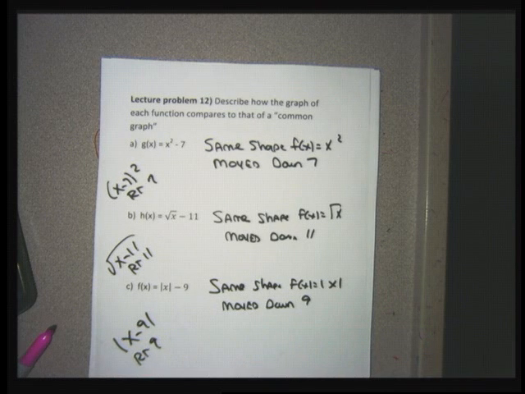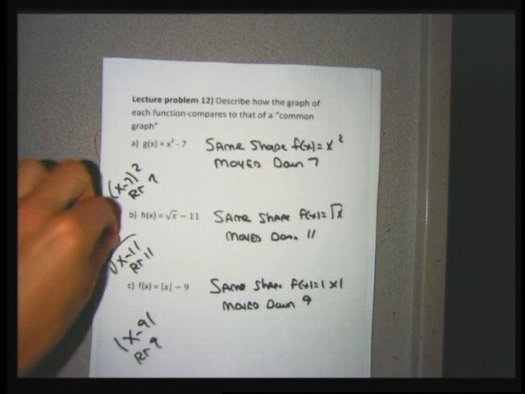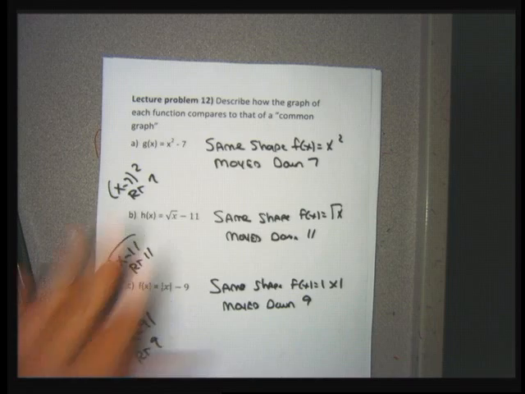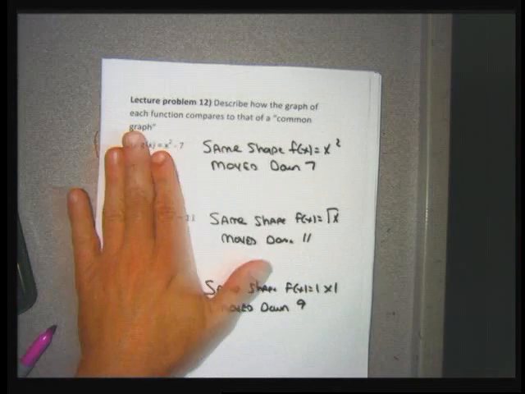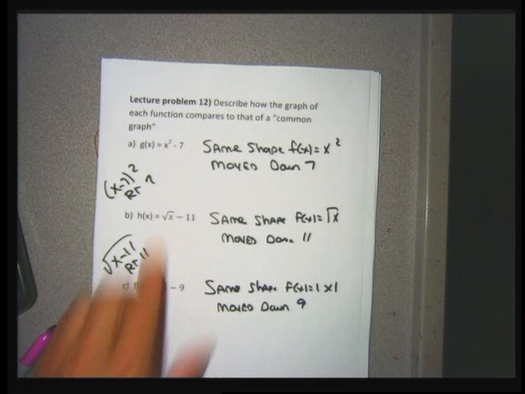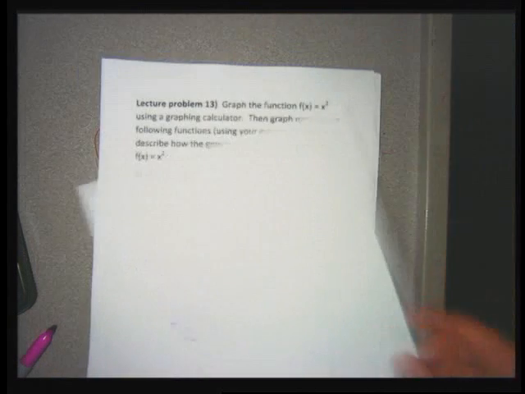So minuses can move it right or it can move it down. It just depends how the minus is presented. But inside a parentheses, under a square root or under an absolute value, that's when it moves it right. If it's after the function, not in a parentheses, not inside the square root, not inside the absolute value, a minus moves it down. All of these are rigid transformations, meaning the shape doesn't get tweaked. It just gets moved.